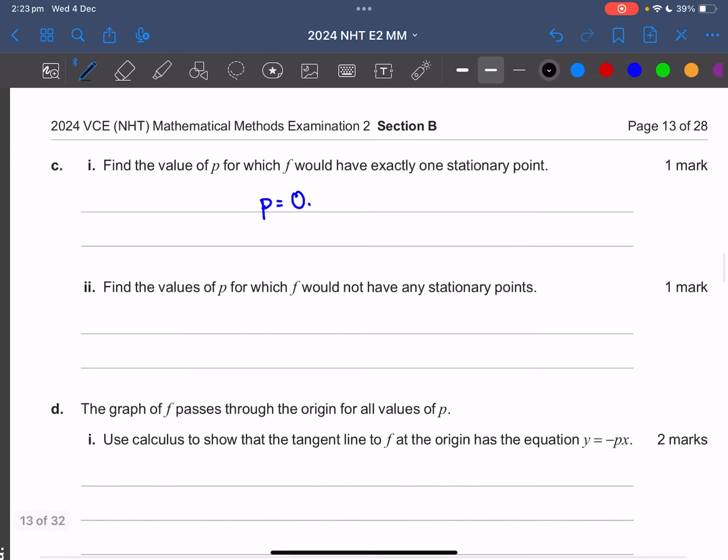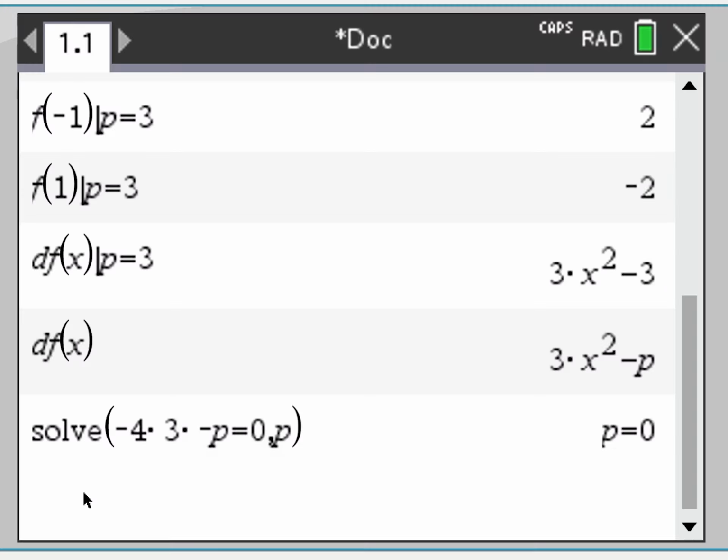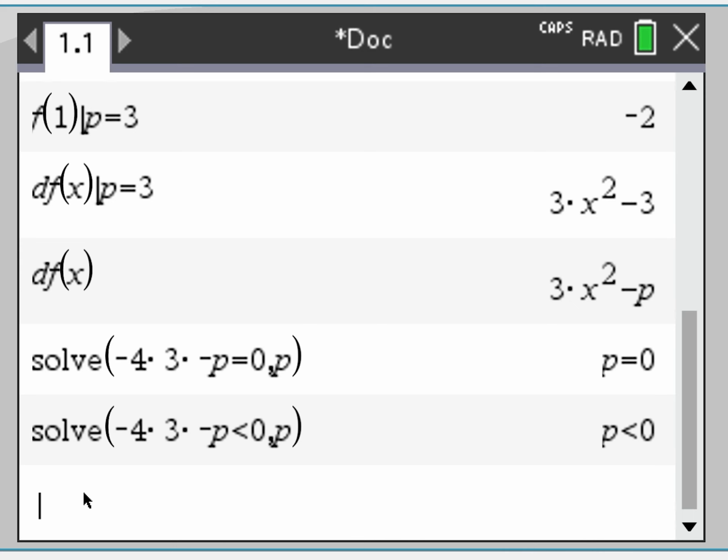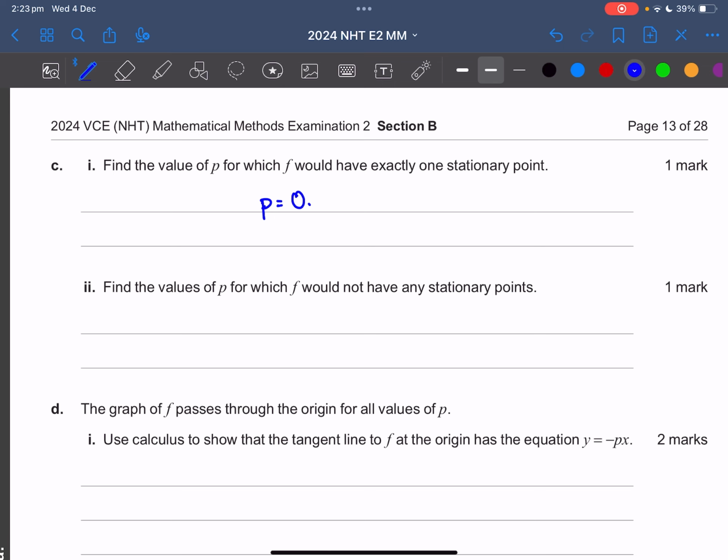Okay? So find the values of p for which f would not have any stationary point. So for it to not have any stationary point, we know that the discriminant has to be less than 0, right? So nothing changes except we put a less than sign, and there you go, that's your answer. So our p has to be less than 0 if we want to have no solutions. Okay?